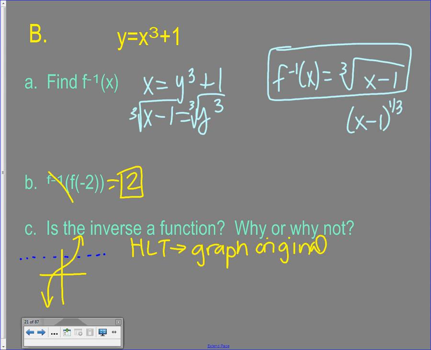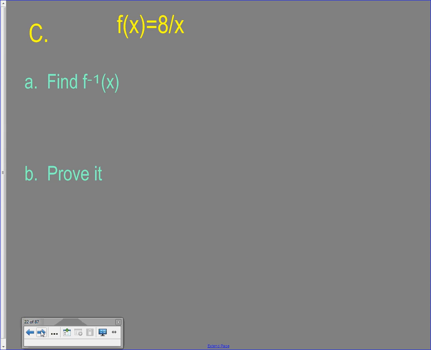Then I'm going to see if at any point, if I move that line, it hits the graph more than once. Oopsies, it's not moving for me anymore, but if I were to move this line, it would only hit it once. So this is going to be a yes, it is a function, because it passes the horizontal line test. So let's try another example. Part C, f of x equals 8 divided by x. So find f inverse.